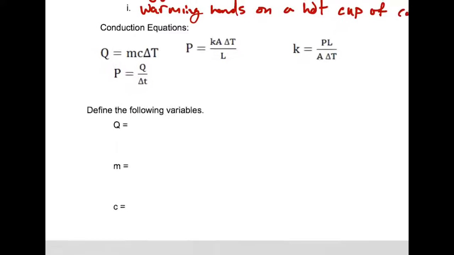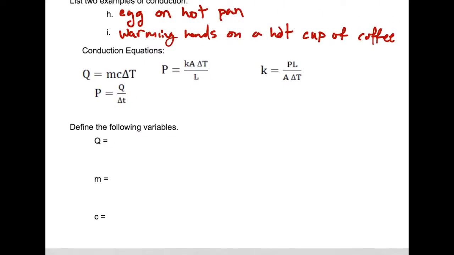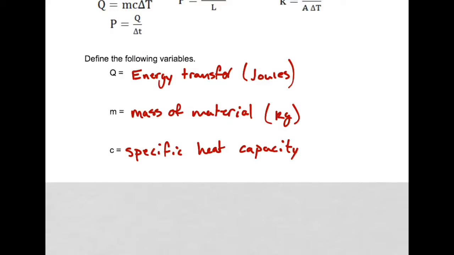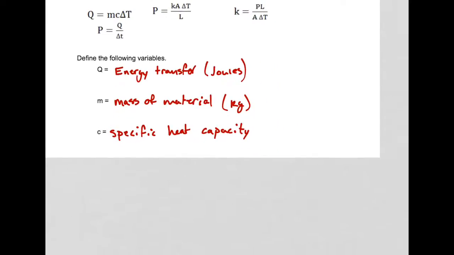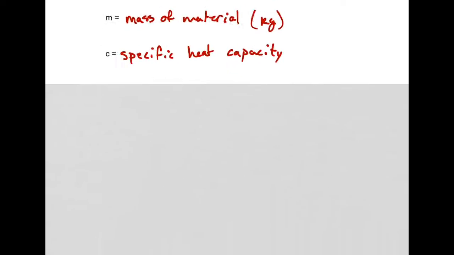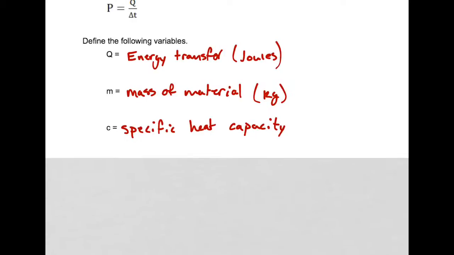Let's define the variables. I'm just going to write them down. I'm literally copying them from the PowerPoint. Q is the energy transfer in joules, so it's the energy transfer between objects. M is the mass of a material, whatever material you're looking at. And then C is the specific heat capacity of a material. Remember, the specific heat is a characteristic of a material, and it's the amount of energy, the amount of joules, to raise the temperature of the material 1 degree Celsius or whatever. It's defined based on whatever material you have.